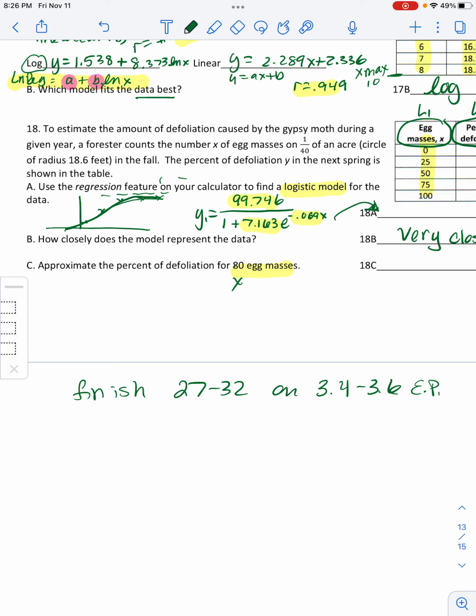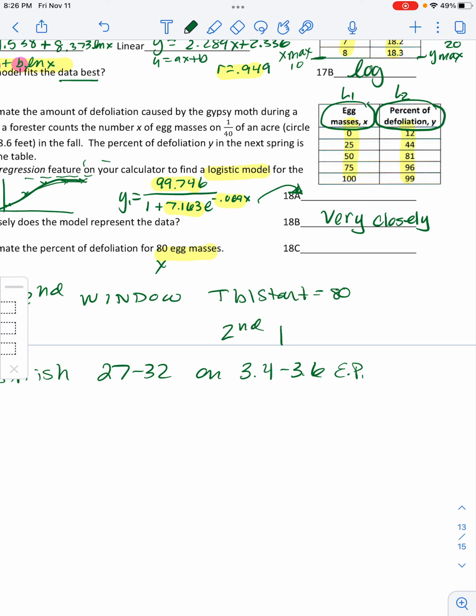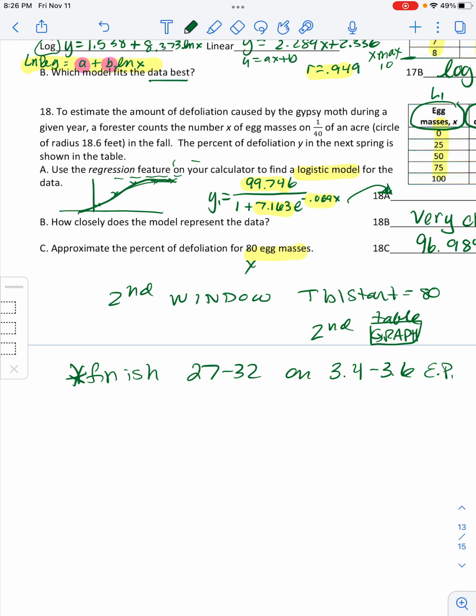If you've typed this into Y1, you can just go second and then go to window. That's going to be the table set, and you can just do table start, and say, hey, start the table at 80. And then when you hit second and the graph button, it'll show you the table of values, and next to the X in your table will be the Y, which is 96.984, and that is a percent because the numbers in that column are percents. And you're done. So definitely go do this so that you feel confident about the matching.